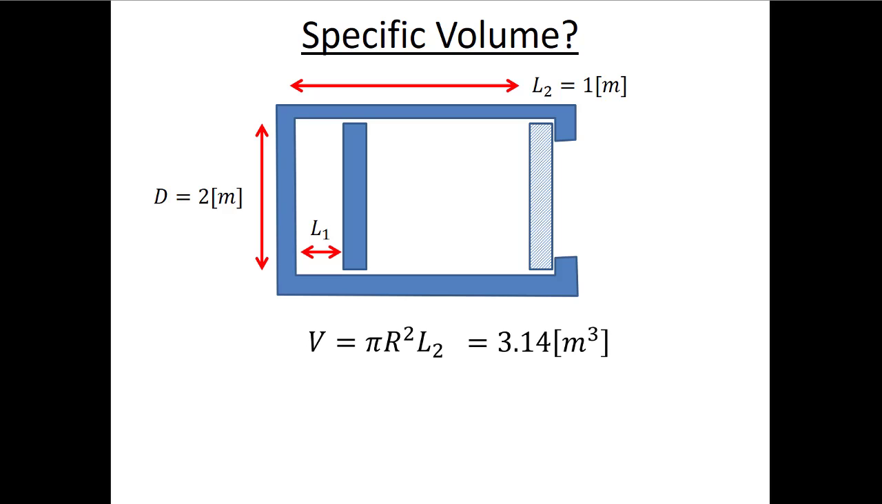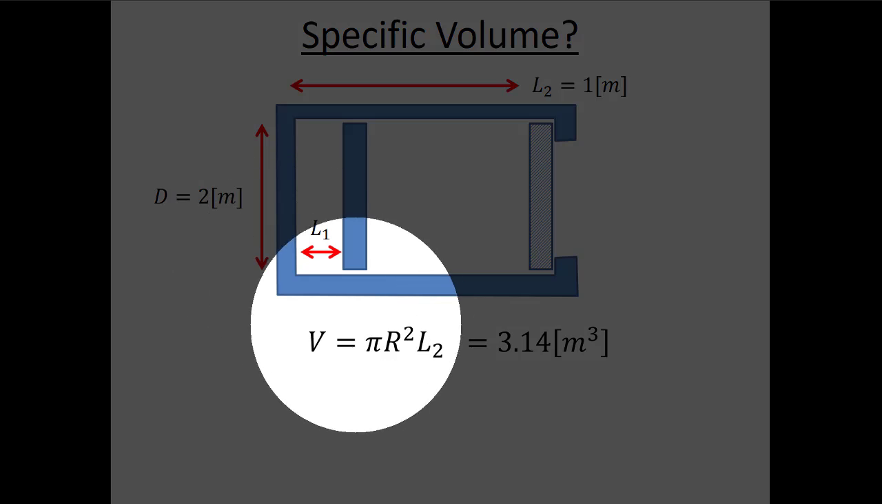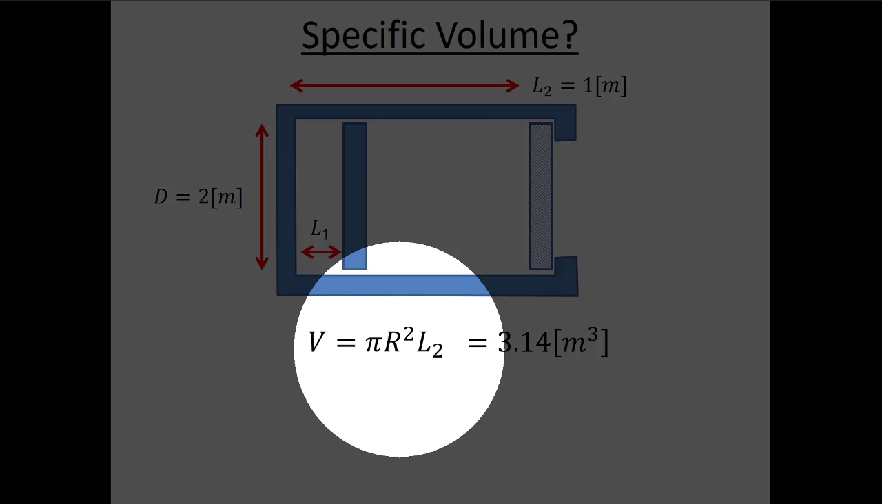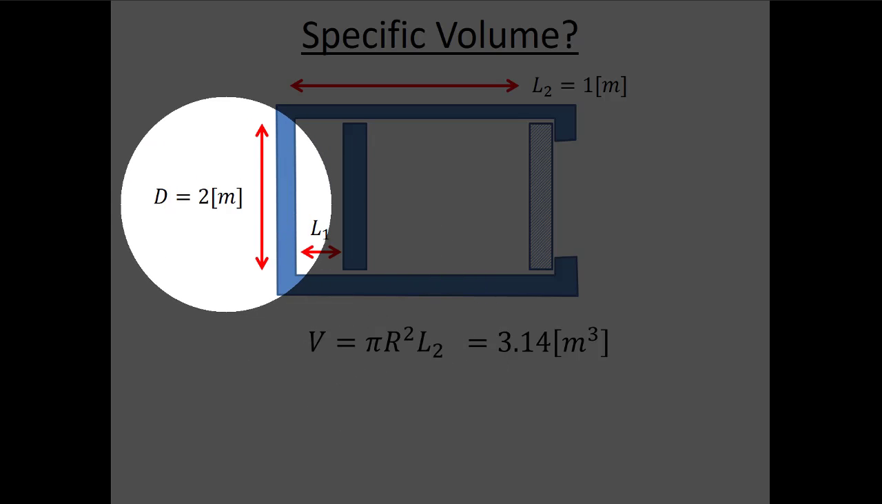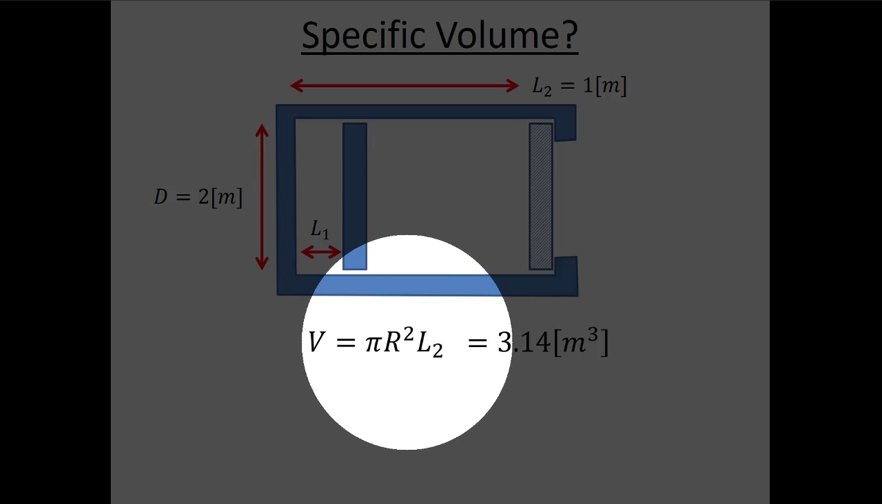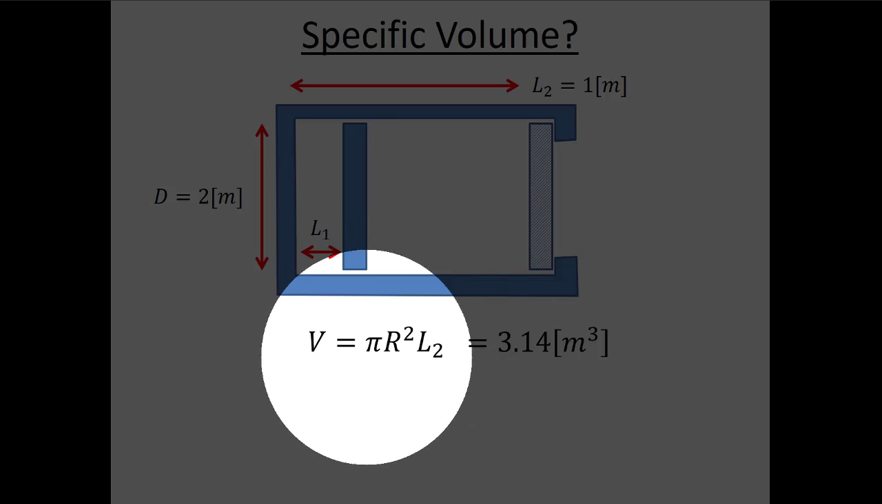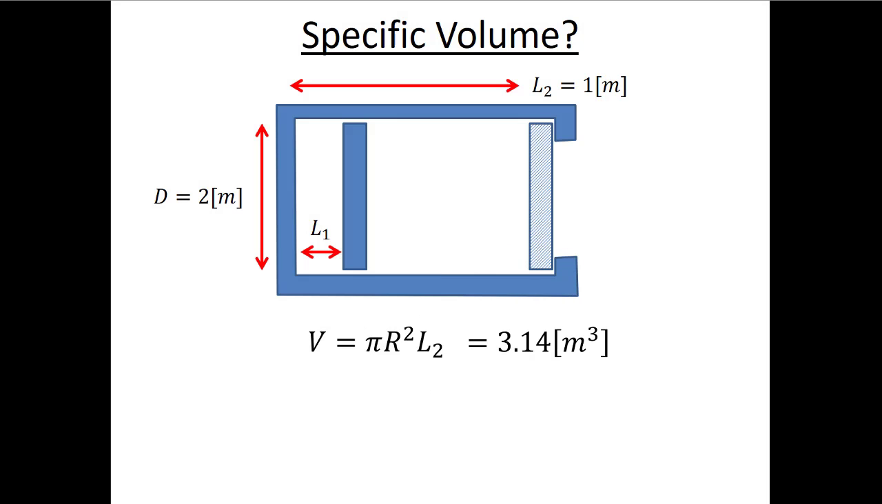So here, if I do this volume, this is nice mathematically, I can kind of do this in my head. Because if the diameter is 2 meters, then the radius is 1 meter. 1 meter squared is just 1. L2 is 1. Pi is 3.14, or close enough. So I can see that my volume at state 2, which is the same as my volume at state 3, is going to be 3.14 meters cubed.